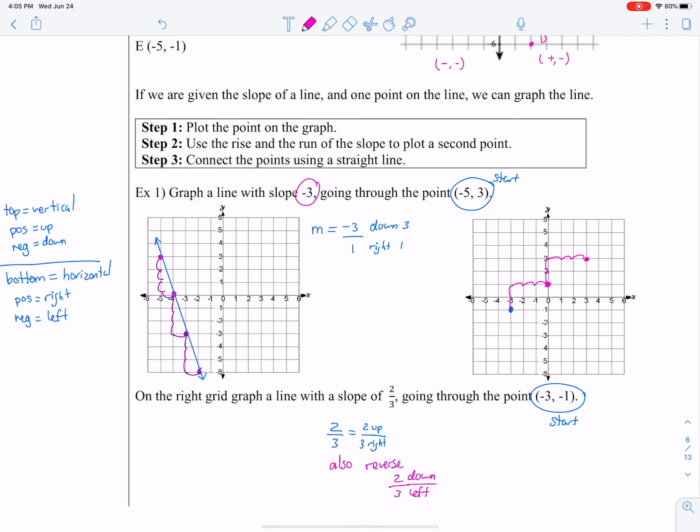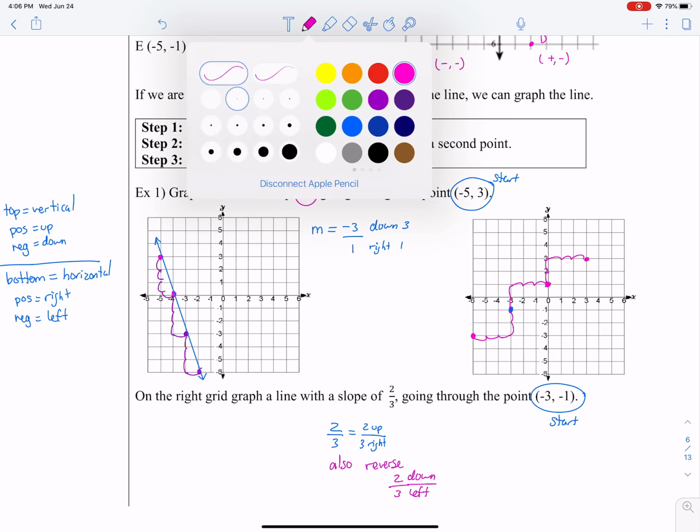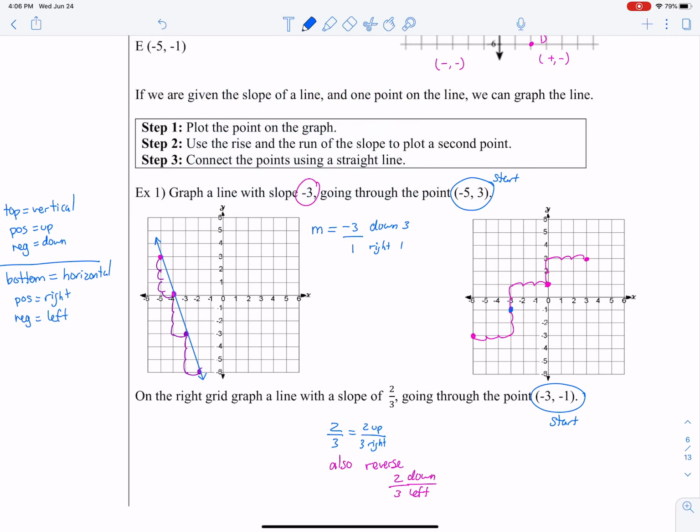So then I would start at the same point. Now I'm going to go 2 down and 3 left, and it would give me a point right over here. Okay. Then I can draw a straight line between these points. You should use a ruler for this. And there's my line.